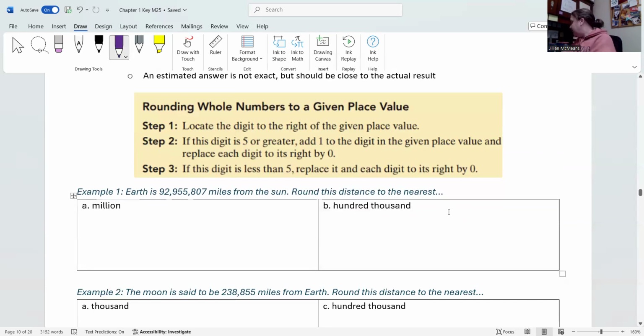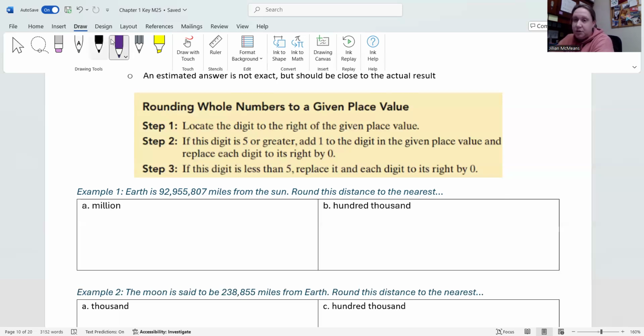I think for this video we have 2 examples. Example 1: Earth is 92,955,807 miles from the sun. Round this distance to the nearest. For part A, we want to round this to the nearest million. Let's think about this.